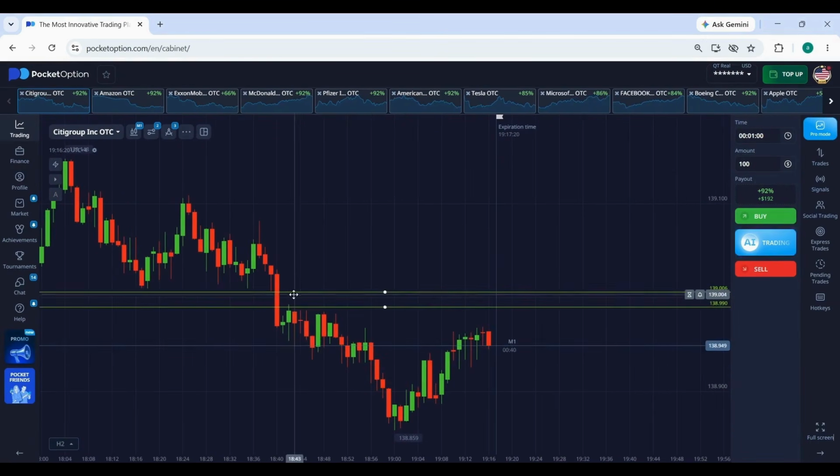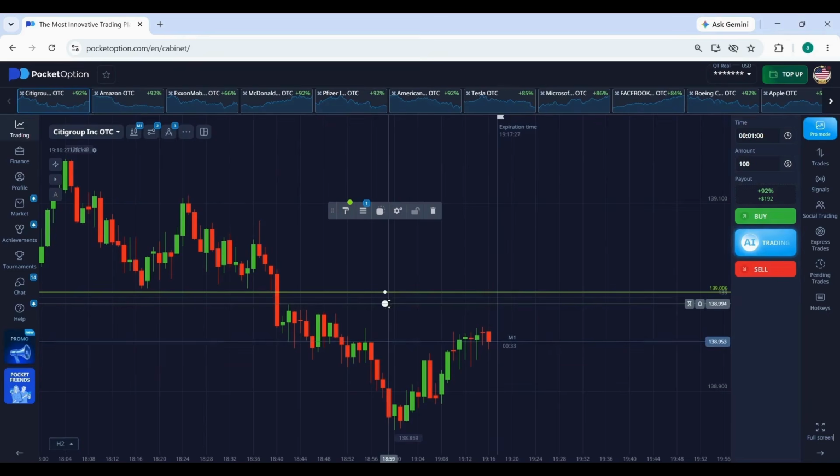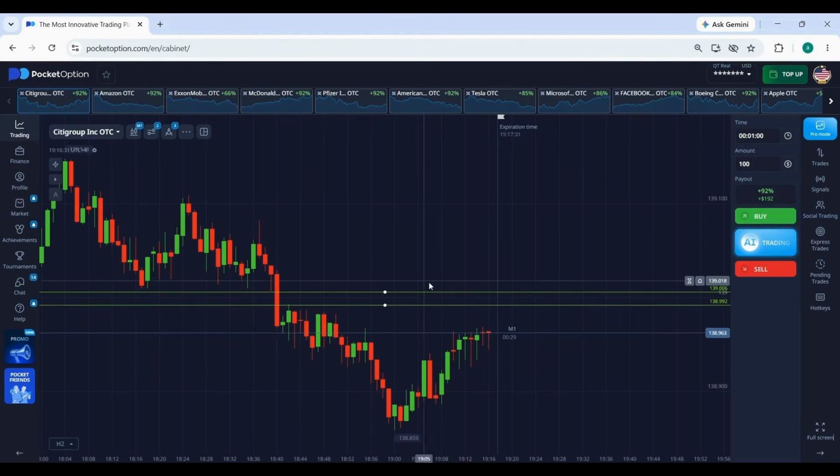Here's another resistance level. You can also draw this level because the market respected it several times. Whenever the price reaches a strong resistance level in a downtrend, you can look for a downside trade because the overall market direction is bearish. Let's move on to another example.